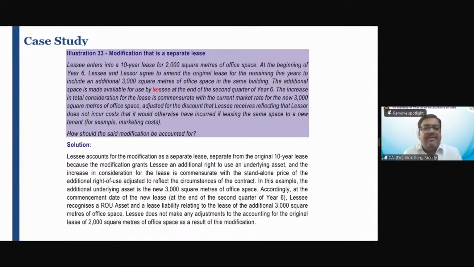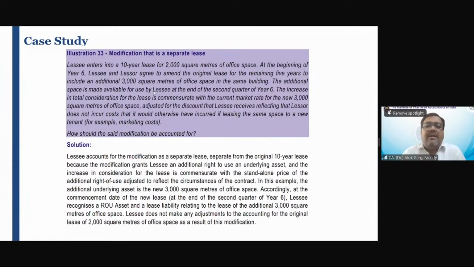The additional space is made available for use by the lessee at the end of the second quarter of year 6. The increase in total consideration for the lease is commensurate with the current market rate for the new 3,000 square meter of office space, adjusted for the discount that lessee receives, reflecting that lessor does not incur costs that it would otherwise have incurred if leasing the same space to a new tenant, for example, marketing cost. How should the said modification be accounted for? There is one piece of information given in the question: the lessor has given a discount to the lessee, right?